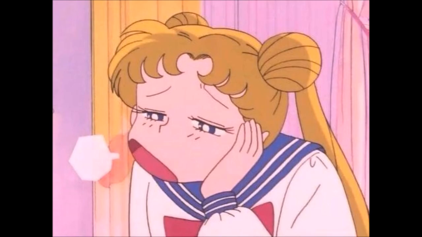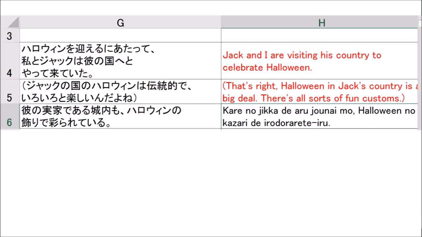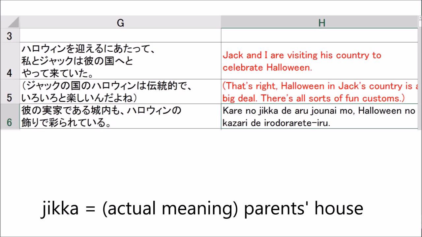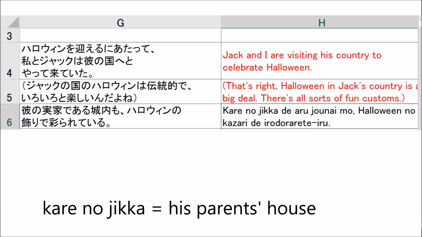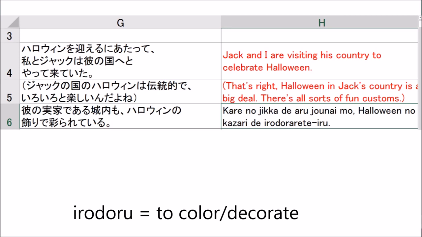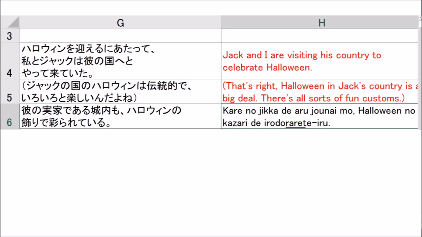Phew! Okay. 彼の実家である城内もハロウィンの飾りで彩られている. You already know 彼の means his, and jikka literally means genuine home or real home, but it usually just means parents' house. So 彼の実家 becomes his parents' house. 城内 literally means castle interior, and kazari means decorations. The plural is implied. The verb irodoru means to color or to decorate, but since the ending ru has been turned into dare, the verb becomes passive.